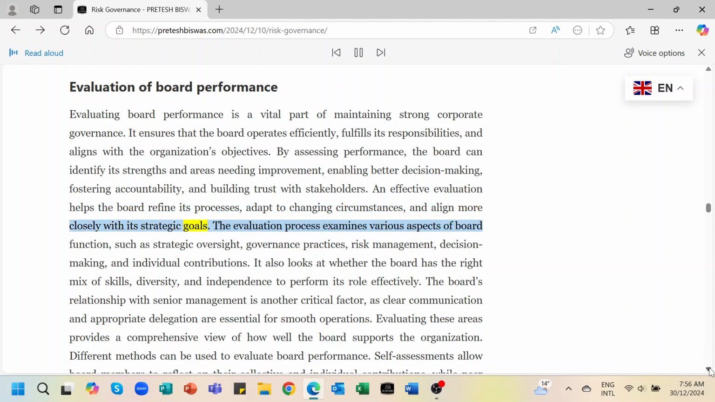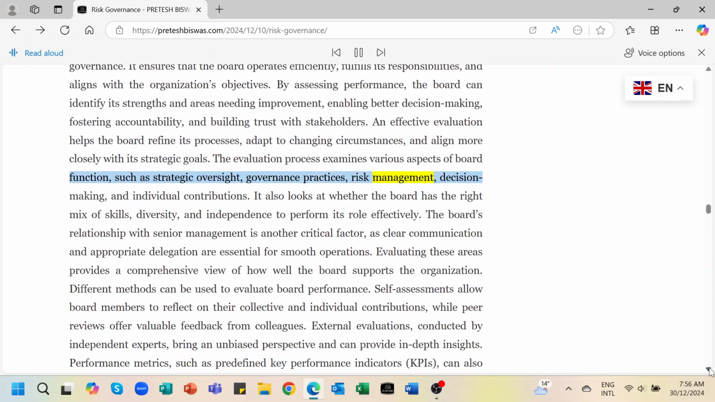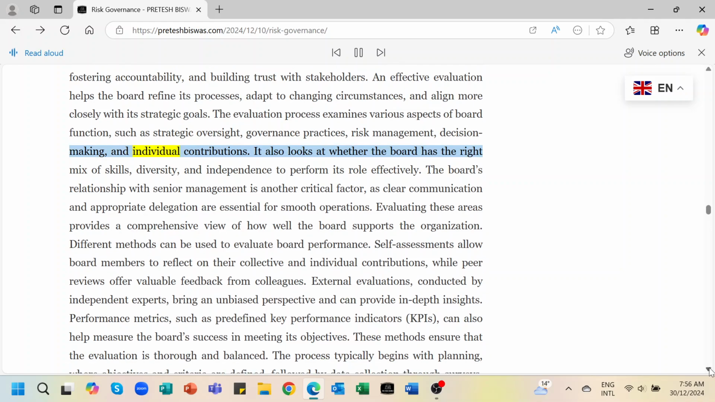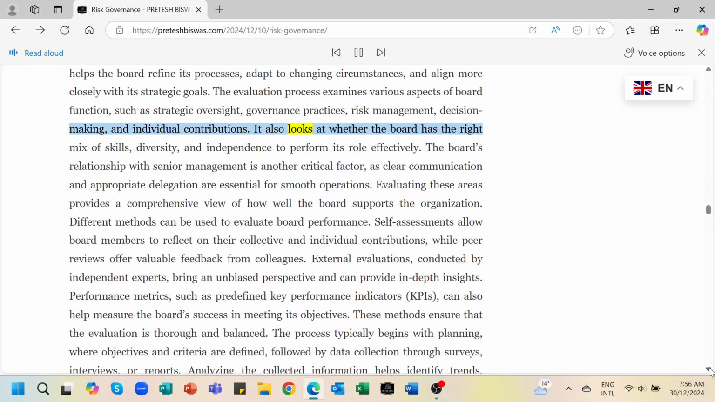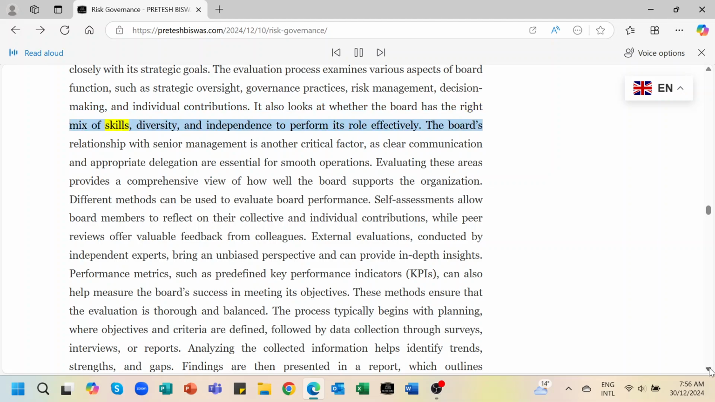The evaluation process examines various aspects of board function, such as strategic oversight, governance practices, risk management, decision-making, and individual contributions. It also looks at whether the board has the right mix of skills, diversity, and independence to perform its role effectively.